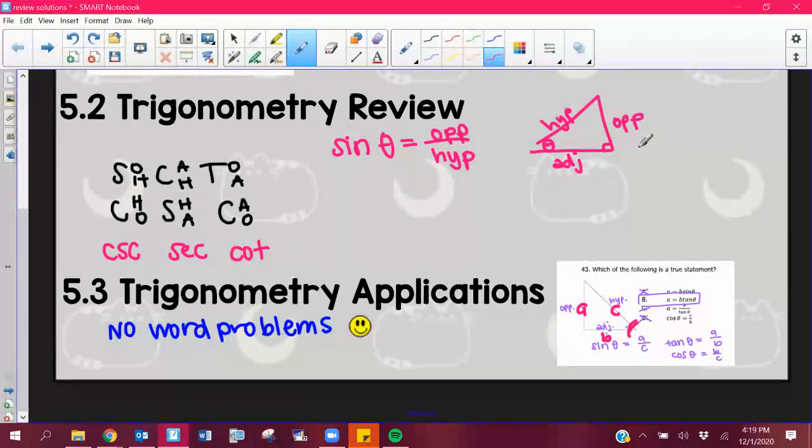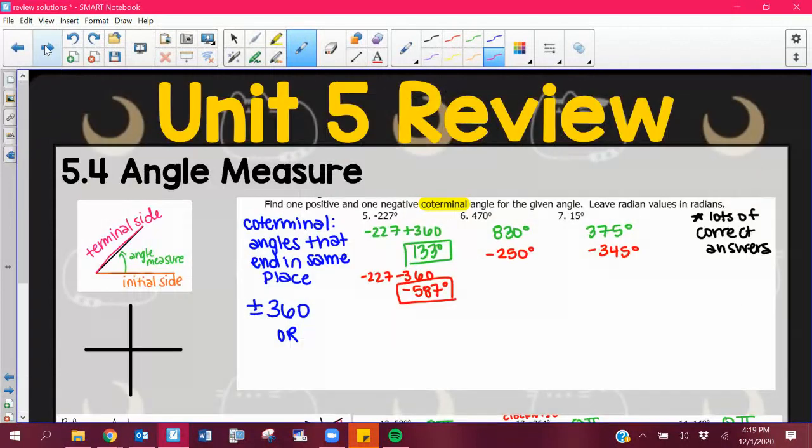So you'll need to know how to label a triangle as far as adjacent, opposite, hypotenuse, but you're not going to have to go through and solve it out and find the missing sides or the missing angles. Okay, so let's get into the meaty part.